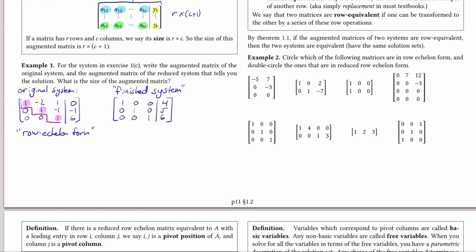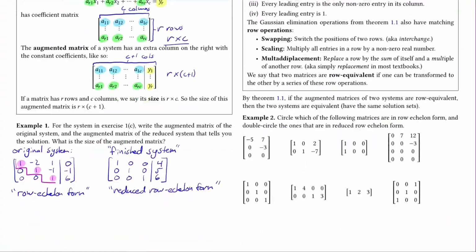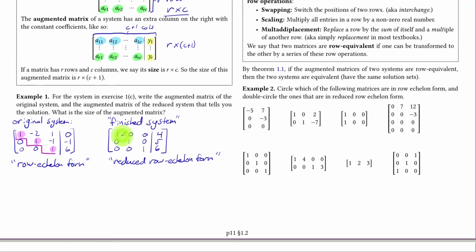Now, the one where you're finished, this one here on the right, is called reduced row echelon form. And reduced row echelon form basically means you've gotten as far as possible. You've done as much Gaussian elimination with the system as you can. And maybe as a quick example, it's not always just going to be like 1x1 equals 4 and 1x2 equals 5 like this. Sometimes it's a little messier.